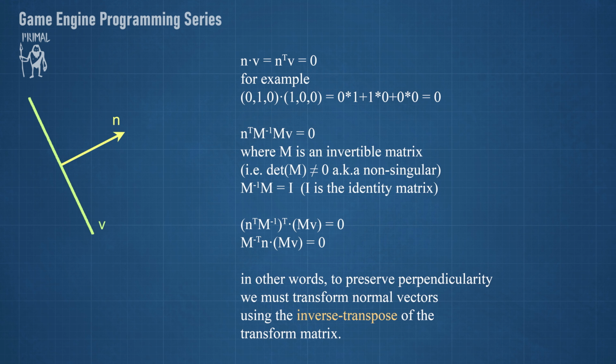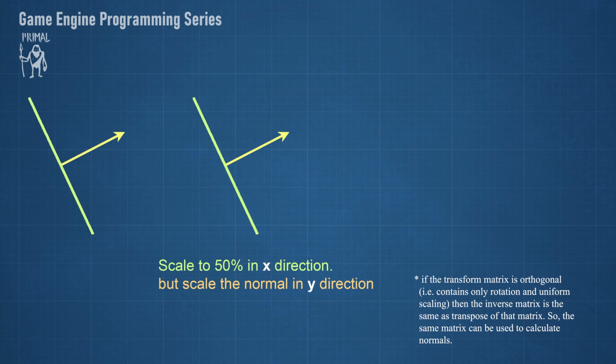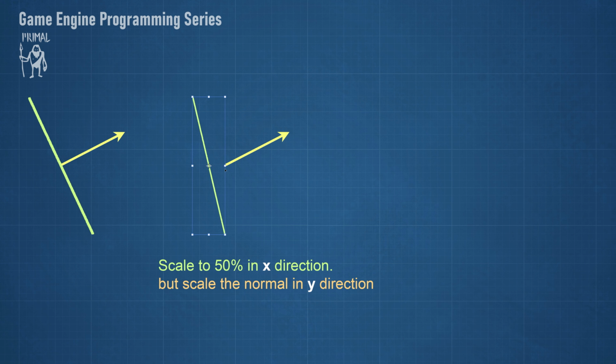I'm not going into details here, so feel free to pause the video and look up more about vector transformations. It turns out that we need to transform normal vectors using the inverse transpose of the transform matrix in order to keep it normal to the surface. In this example, after scaling the surface in the x direction, we need to apply the scaling to the normal vector in the y direction. Also remember that this transformation doesn't necessarily result in a unit vector, so we need to normalize the normal vectors afterwards.